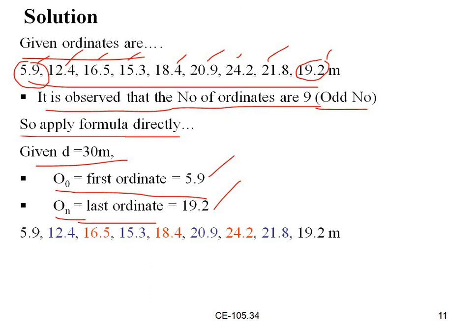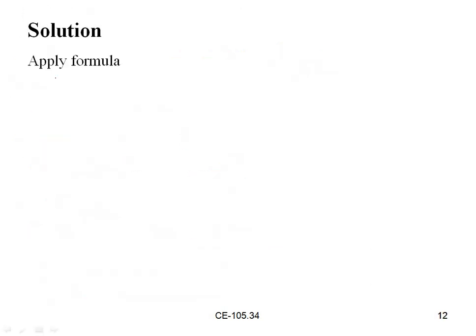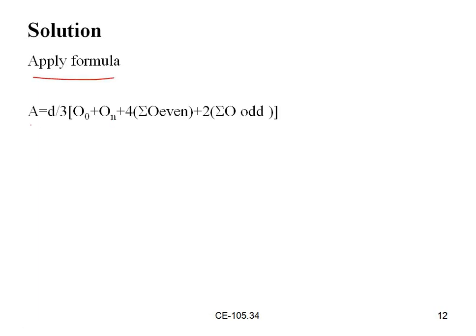So here are 5.9, 12.4, 16.5. The even ordinates are in blue and the odd ordinates are in red; he has given the colors. So let us see applying the formula: A is equal to d by 3 into O0 plus On plus 4 into sigma E plus 2 into sigma R.